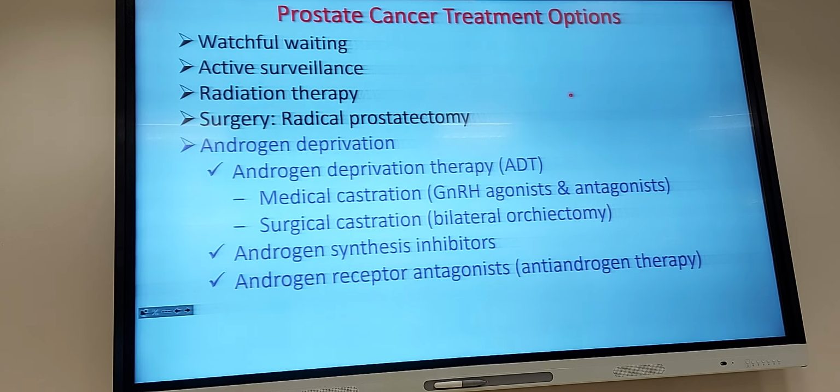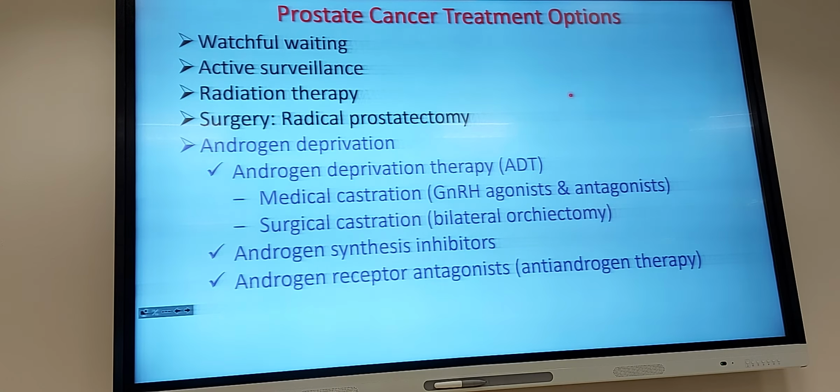Okay, so you want to deprive them of androgens, and we have three ways. The primary androgen deprivation therapy can be achieved surgically by just cutting off the testes, bilateral orchiectomy, because 90 to 95% of the androgens in males are coming from the testes. Or you can do a medical castration by using GnRH agonists or antagonists. Both will achieve the same.